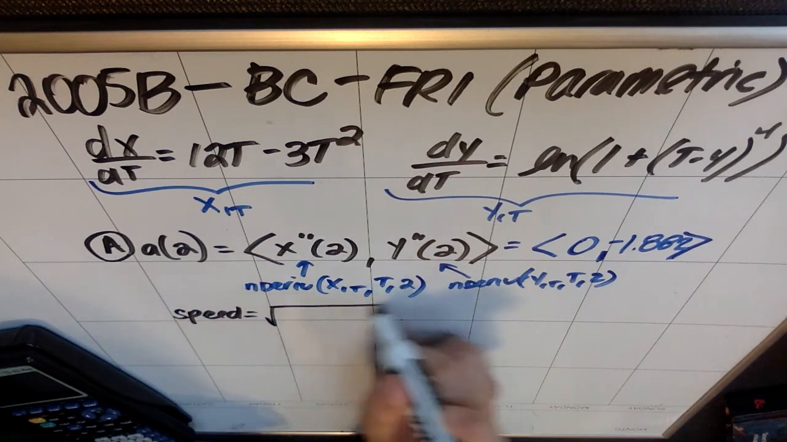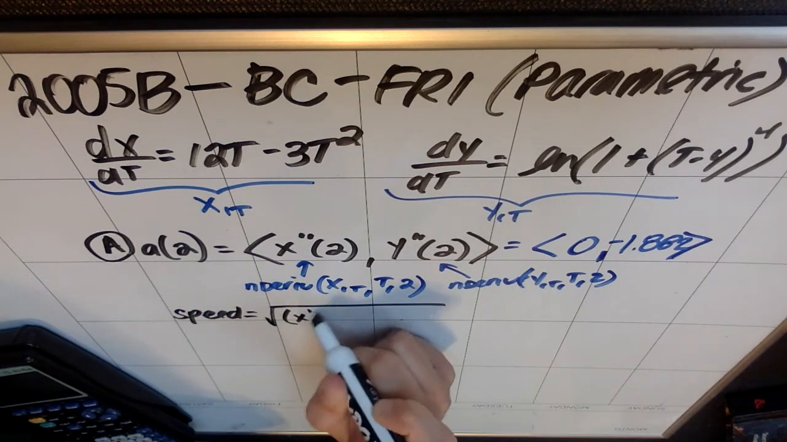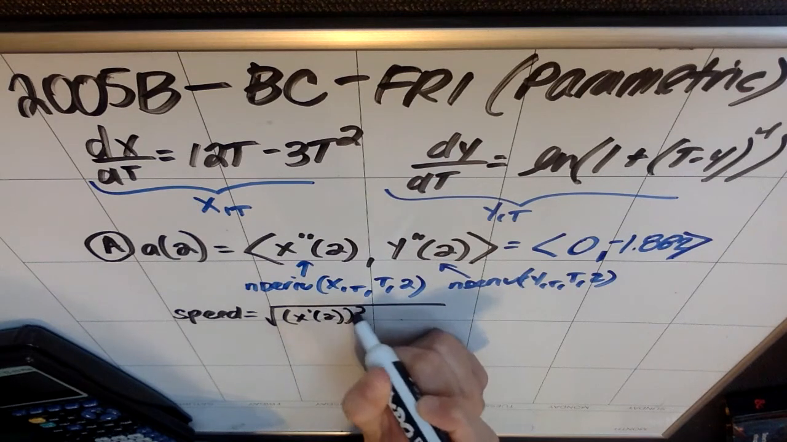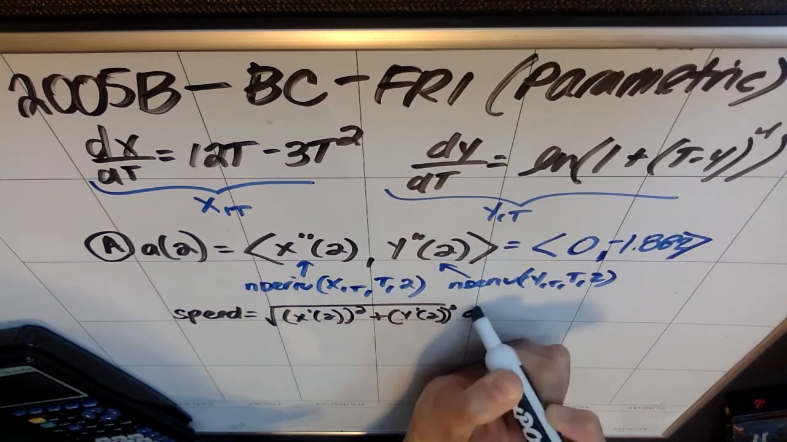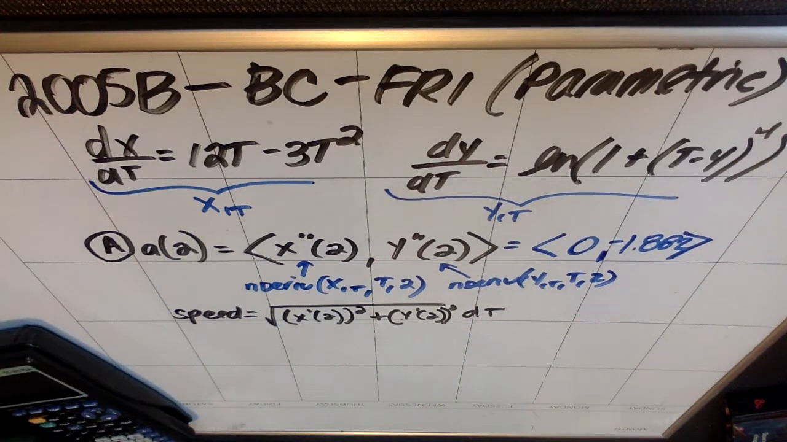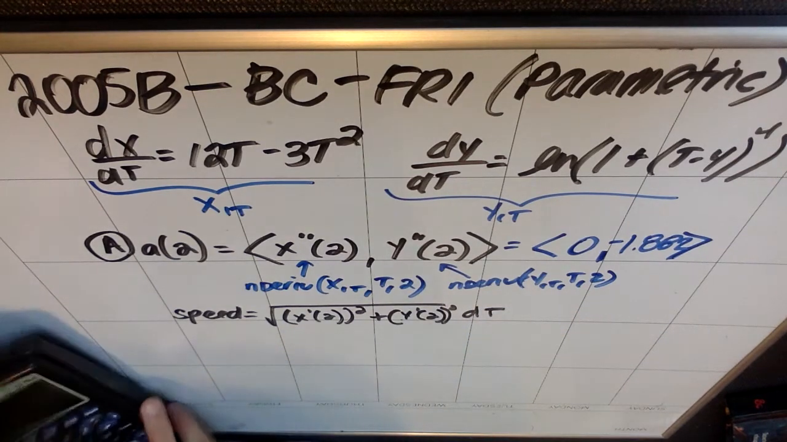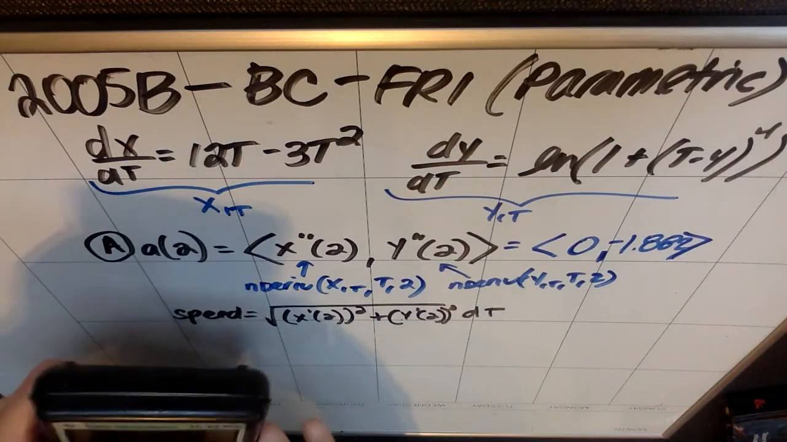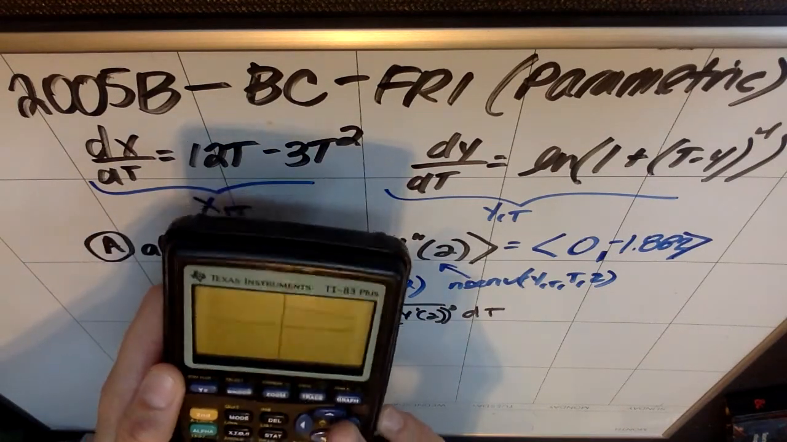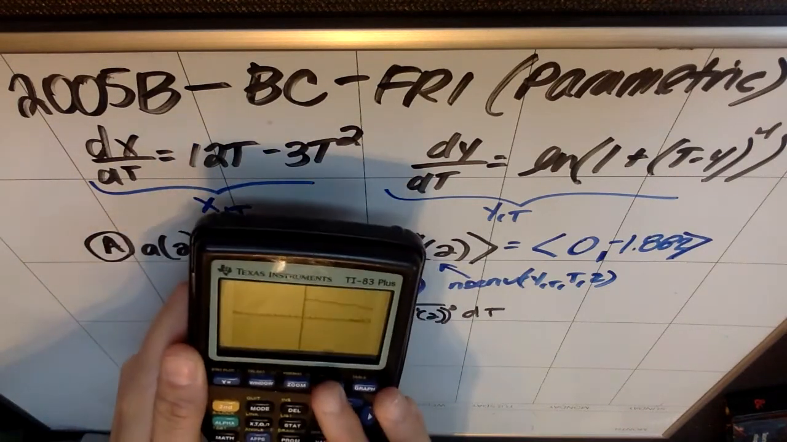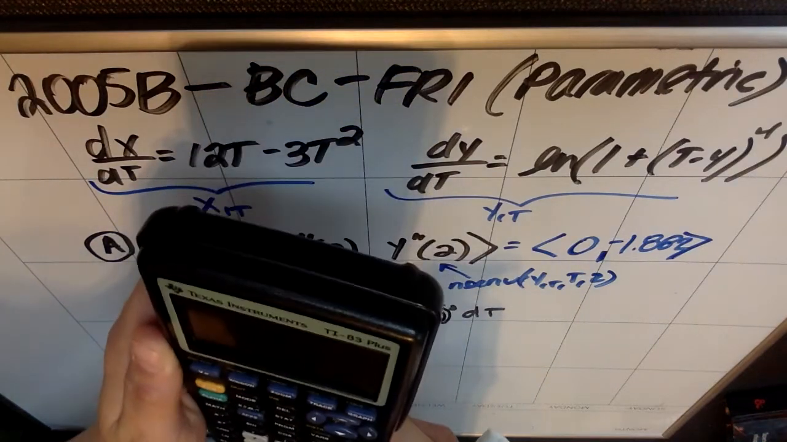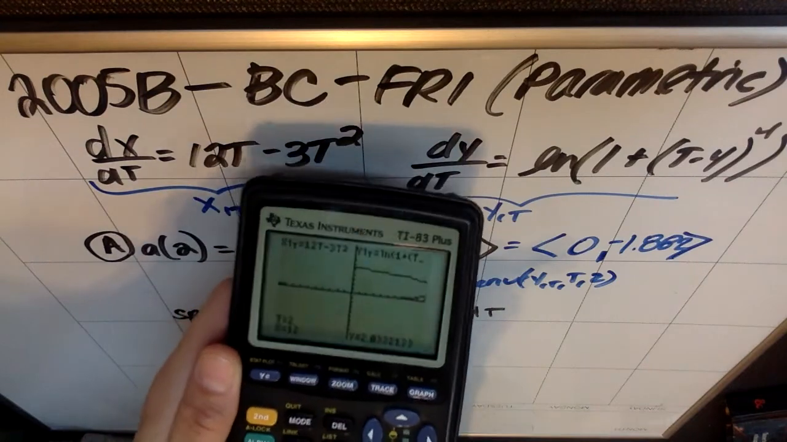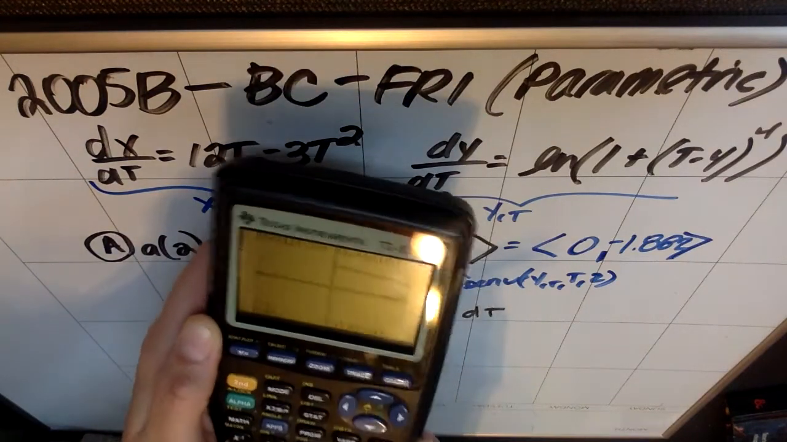My speed should be the square root of x prime of 2 quantity squared plus y prime of 2 quantity squared. And I've shown you this trick in other videos. My suggestion is that you can find this x prime of 2 very easily by graphing your parametric function that you've already put in, and then hitting trace and 2. And that'll give me the x and y coordinate. It turns out the x coordinate is 12 and the y coordinate is 2.83 and some stuff, right?